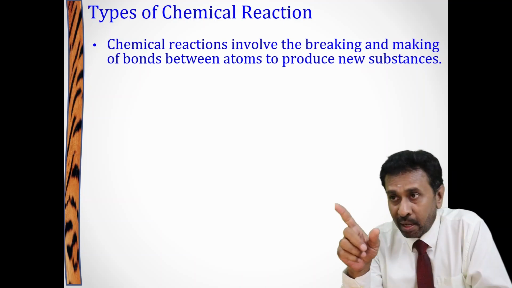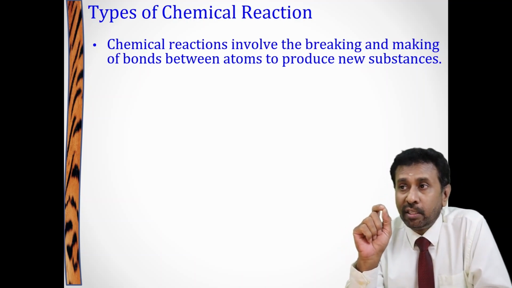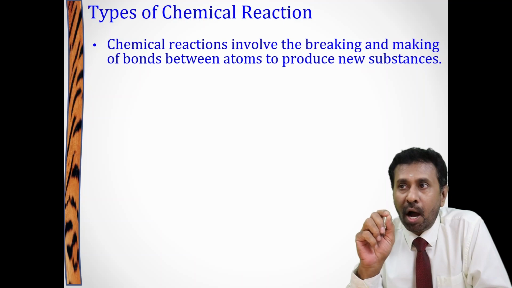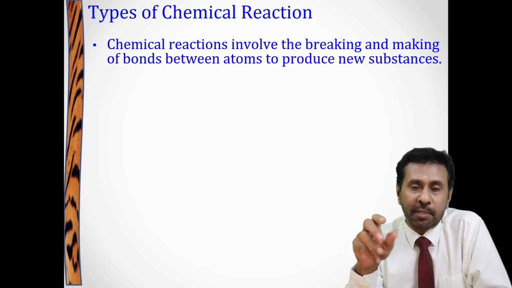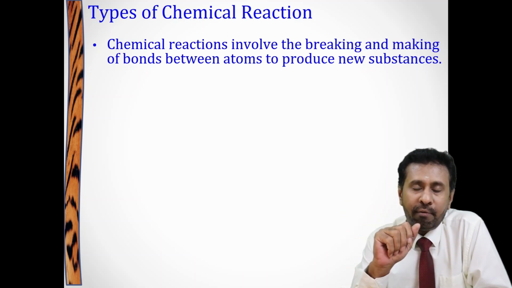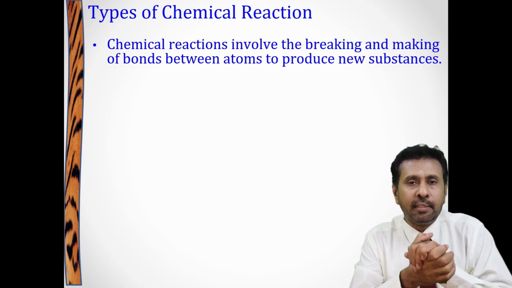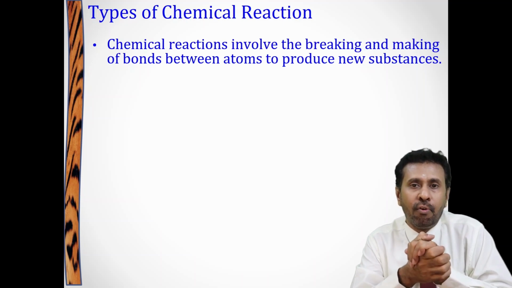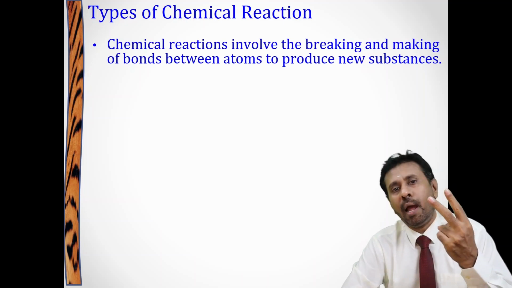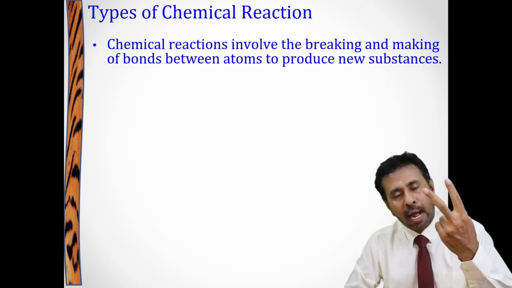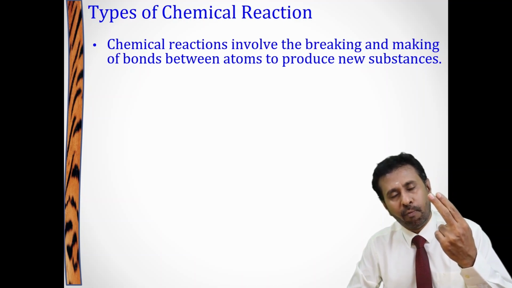Now see, chemical reactions involve the breaking and making of bonds between atoms to produce new substances. I'll give you one example which we have already discussed: zinc reacting with sulfuric acid. What is sulfuric acid? Sulfuric acid is H2SO4, and that is nothing but the bond between hydrogen atoms and the sulfate group. Hydrogen atoms with the sulfate group form H2SO4.